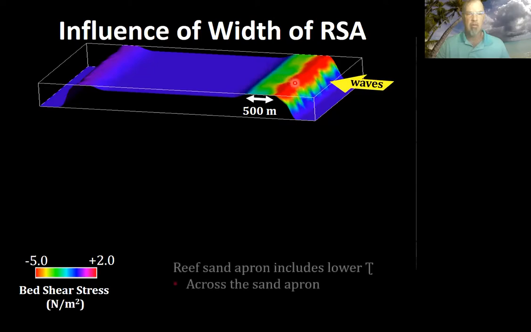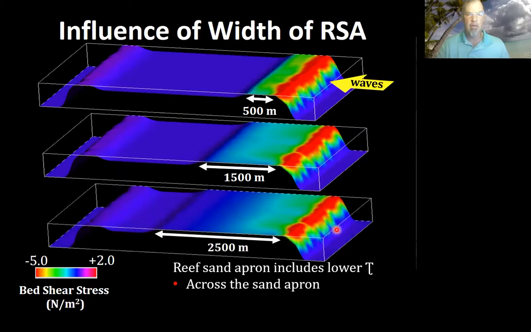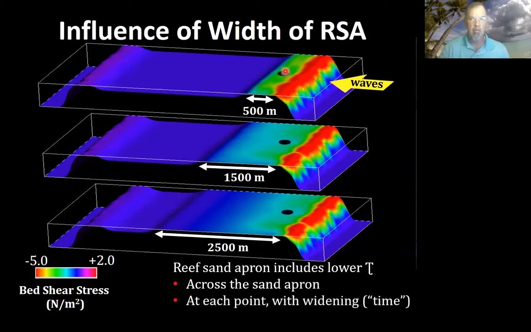When it's this narrow, we broaden it. We start to see a more pronounced decrease across this broader reef sand apron. And these large waves, maybe storm waves, come from this side. As we go to 2,500 meters, we actually start to get a markedly decreased bed shear stress. It's most pronounced on this side, but the bed shear stress decreases across the reef sand apron. And also, if we pick any one point in space, there's a decrease in bed shear stress through time, or at least with progressive widening.